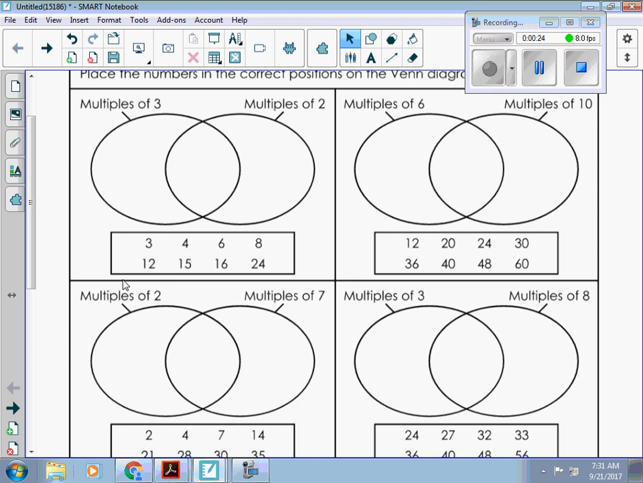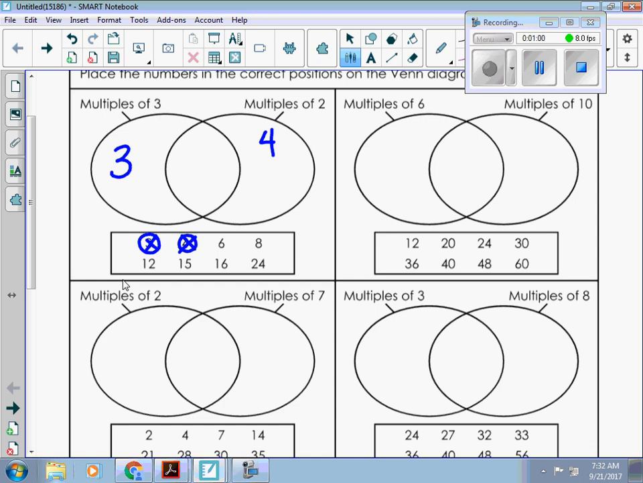We're looking for a number that when I use 3 in the problem, so 3 times something, my answer is a multiple of 3. So for example, if I look at 3, I know 3 times 1 is 3. So 3 is a multiple. 3 is not a multiple of 2 because nothing times 3 will give me 4. 2 times 2 gives me 4, so 4 is a multiple of 2.